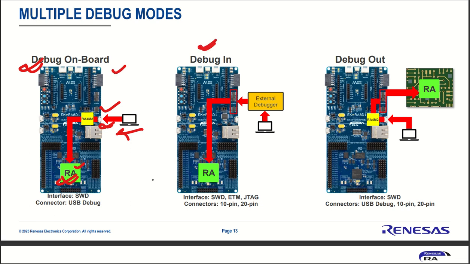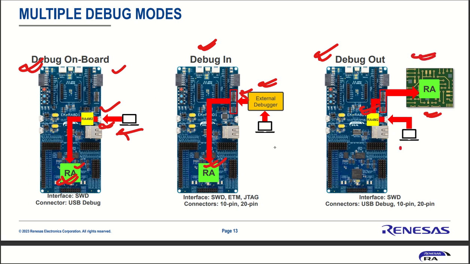Debug in means you have, suppose, an external debugger, your own debugger, so you can connect through this particular connector, that is your SWD connector or JTAG connector, and then debug your microcontroller. So you don't have to utilize your onboard debugger. Got it? Coming to debug out, suppose you have a board ready with you, like you have already made your own board and you want to debug that, so you can utilize this debugger itself to debug that particular board that you have designed.